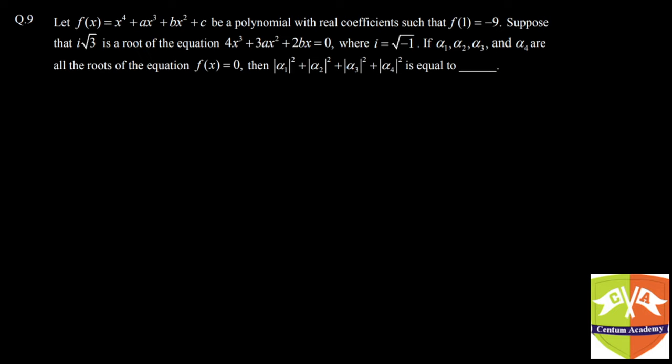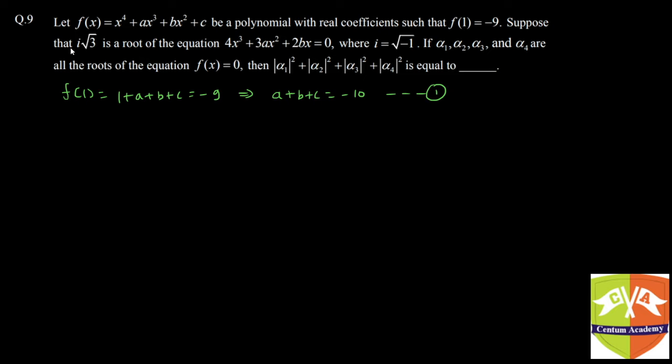Alright, next question is fx is x power 4 plus ax cube plus bx square plus c. It's a polynomial with real coefficients such that f1 equals to minus 9. So let me find f1. f1 will be 1 plus a plus b plus c equals to minus 9. Or you might even say a plus b plus c equals to minus 10. Let me write it as equation number 1.